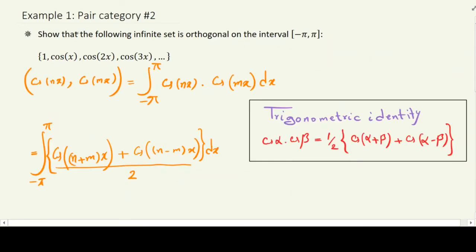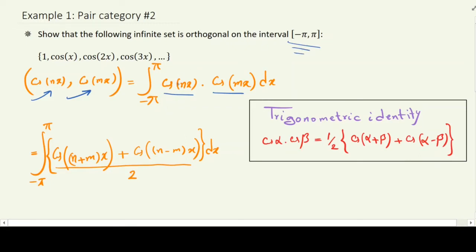Now let's look at the second scenario that we could have. In this scenario, both functions come from the cosine nx family. So the first one, let's consider cosine nx, and the second one cosine mx. And we want to find the inner product of these two functions. So by definition, the inner product is going to be just the integral of the product of these two functions, cosine nx times cosine mx, over the interval that we are interested in, which is minus pi to pi.